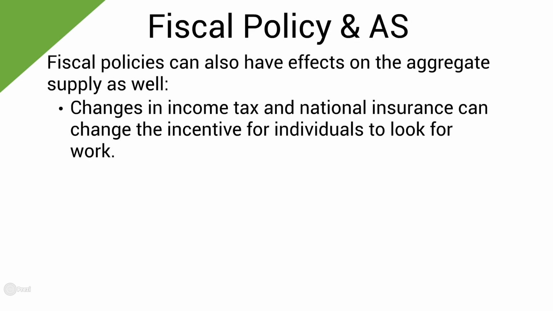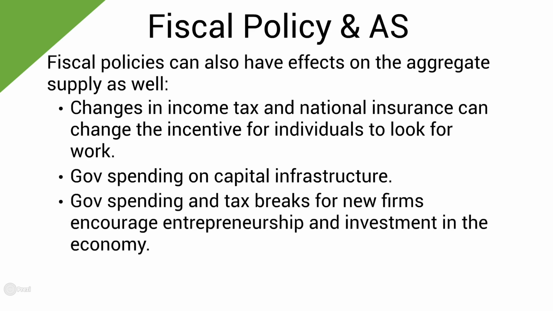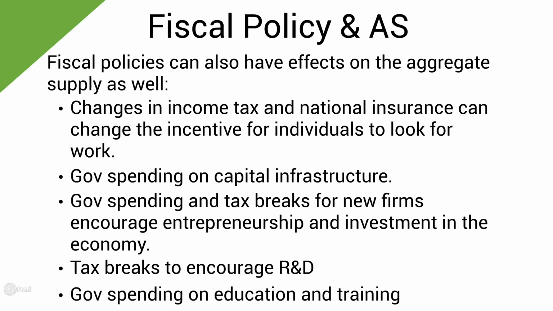Another example of government expenditure on aggregate supply is government expenditure on capital infrastructure. For example, the government can invest in roads or fibre optic broadband, which makes business activity easier. Governments can also give tax breaks for new firms to encourage entrepreneurship and investment, and also tax breaks to encourage research and development. Governments can also spend money on education and training, and this would increase the productivity of employees.